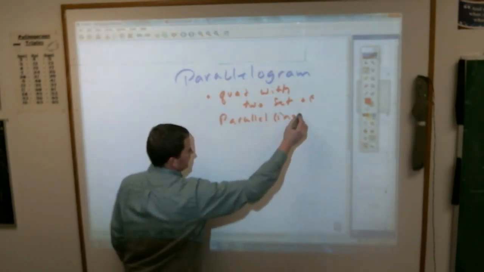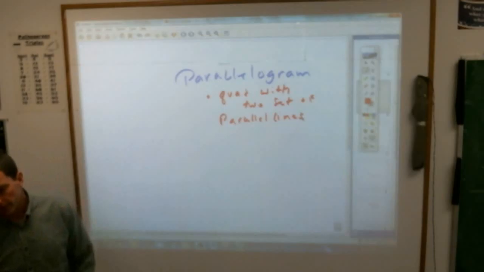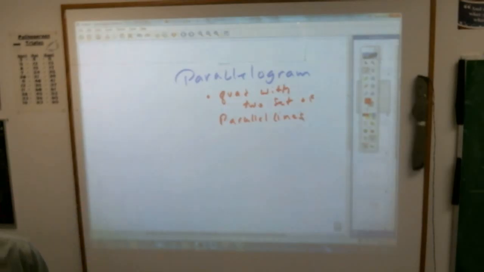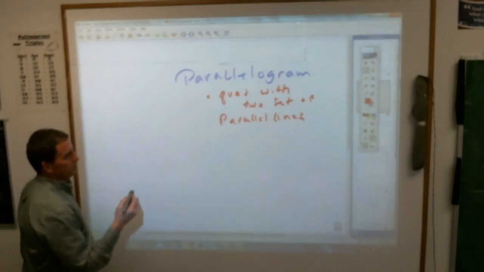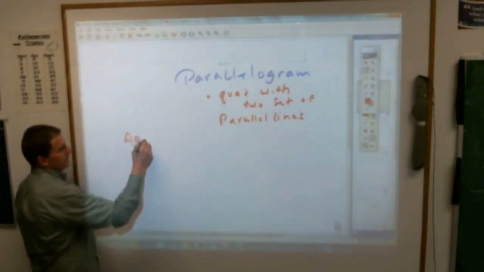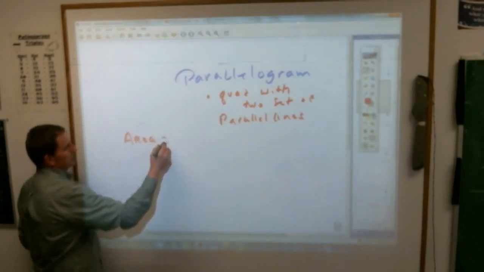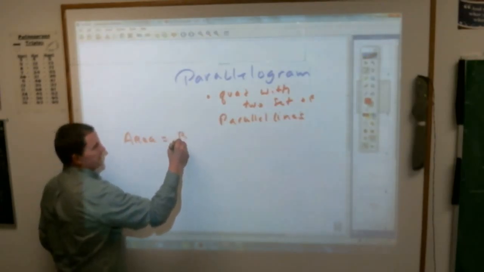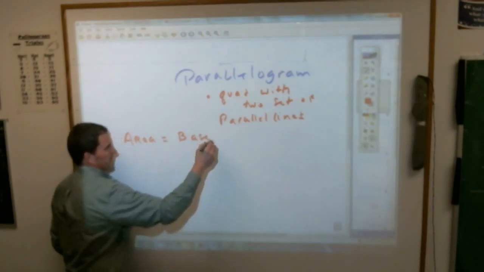And today we're actually going to talk about how to find the area of a parallelogram. It's a pretty simple little formula, but we need to talk about it just a second here. To find the area of a parallelogram, you multiply the base of the parallelogram times its height.